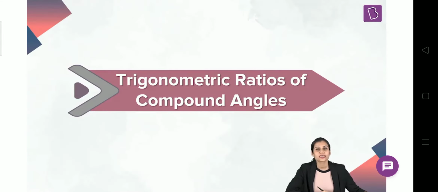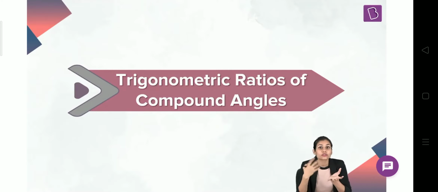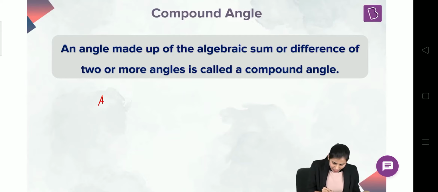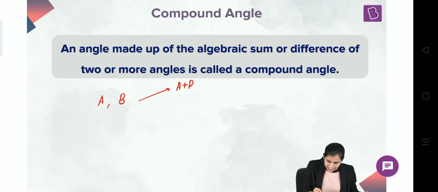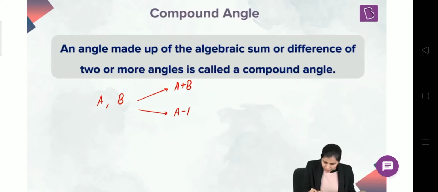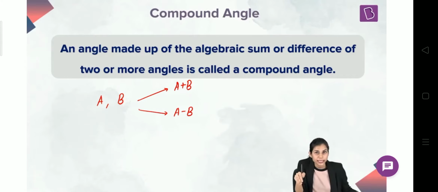Okay, then it's time to start with a fresh new topic, which is trigonometric ratios of compound angles. Now, what is a compound angle? Basically, a combination of two angles or three angles or finitely many angles is called a compound angle. So, if you add or subtract two or more angles, you end up getting a compound angle. For example, if A and B are two angles, then A plus B is a compound angle formed by A and B, and also A minus B is a compound angle formed by A and B.